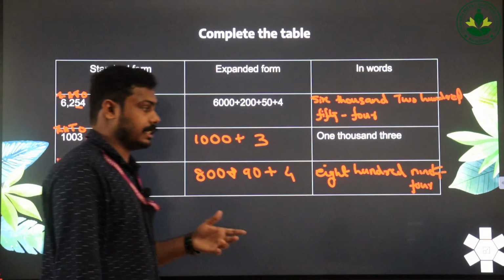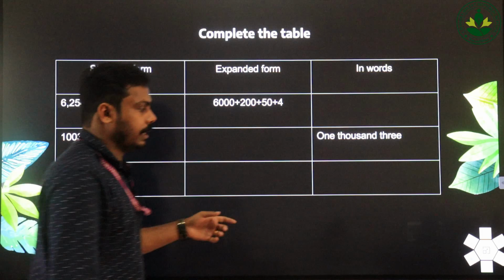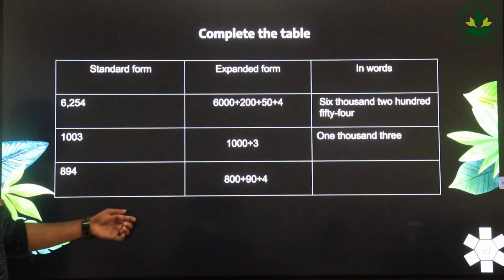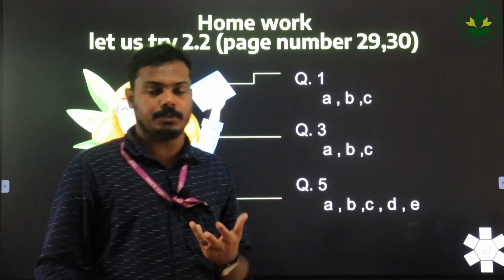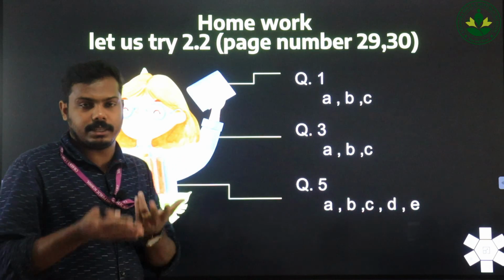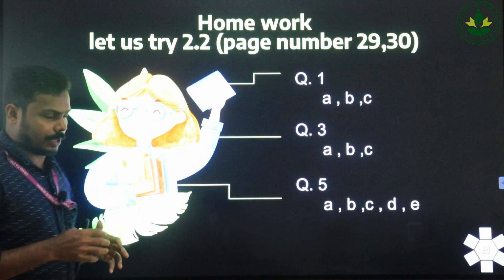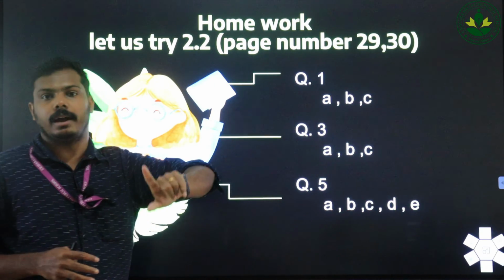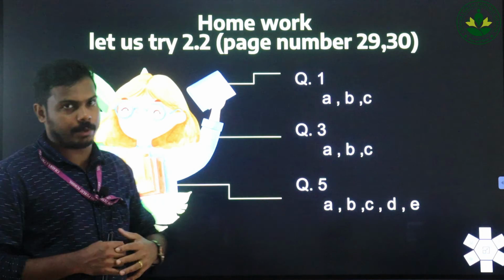So today we discussed the expanded form and standard form and the place value and face value of a 4-digit number. The first place is 1's, then the second place is 10's, third is 100's, and fourth is 1000's place. For a 4-digit number there are 4 places: 1's place, 10's place, 100's place and 1000's place.